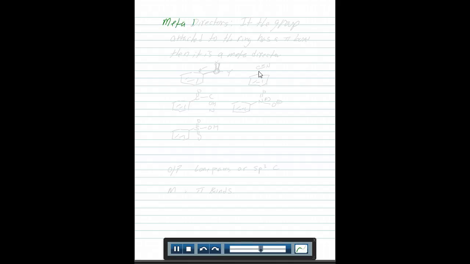Meta-directors are very easy. Meta-directors, right? If the group attached to the ring has a pi bond, then it is a meta-director. It's very simple. You get an aromatic ring, all right? And if you have a pi bond, it doesn't matter what any of those groups are. Notice I have a double bond. It could also be a triple bond.